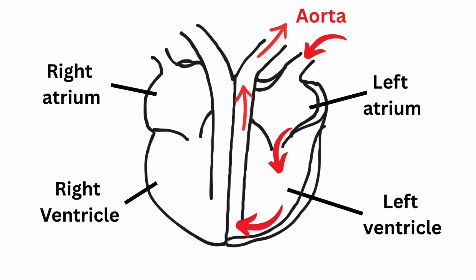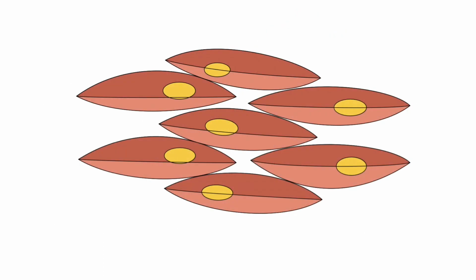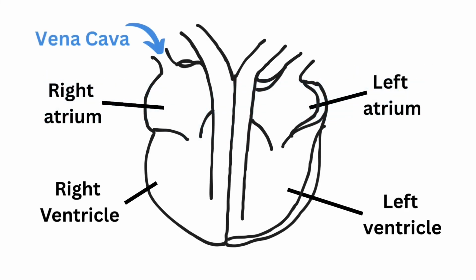Soon after, the left ventricle contracts, forcing blood up through the aorta. The aorta carries blood off to the rest of the body. The cells of the body absorb oxygen from the blood, and this means that the blood becomes deoxygenated again. And now the deoxygenated blood flows through the vena cava into the right atrium, which is back where we started.